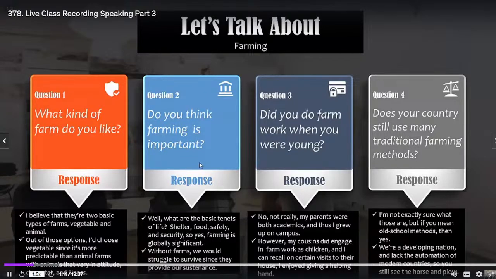Do you think farming is important? Well, what are the basic tenets of life? Shelter, food, safety, and security. So yes, farming is globally significant. But these are different responses. And like I said, you could look at these later on because I am going to upload this into the course. But you could look at these later on and see the responses.